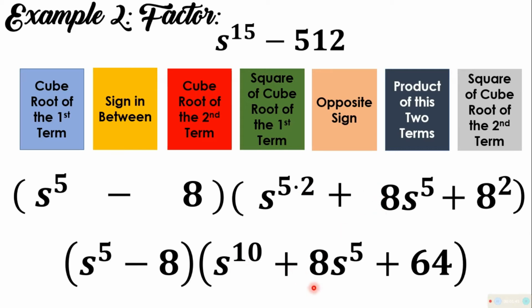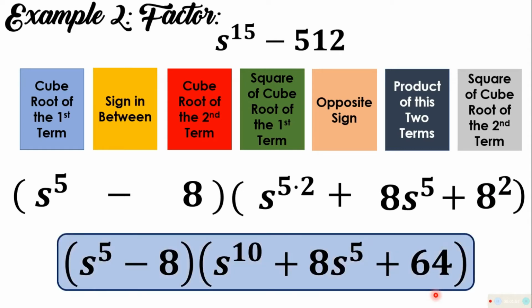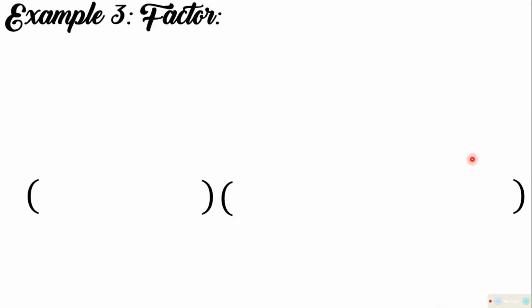Then, copy 8 to the 5th power and then the last term. What is the square of 8? The answer is 64. So, this will be the final answer for our example number 2. Okay? So, let's have example number 3.